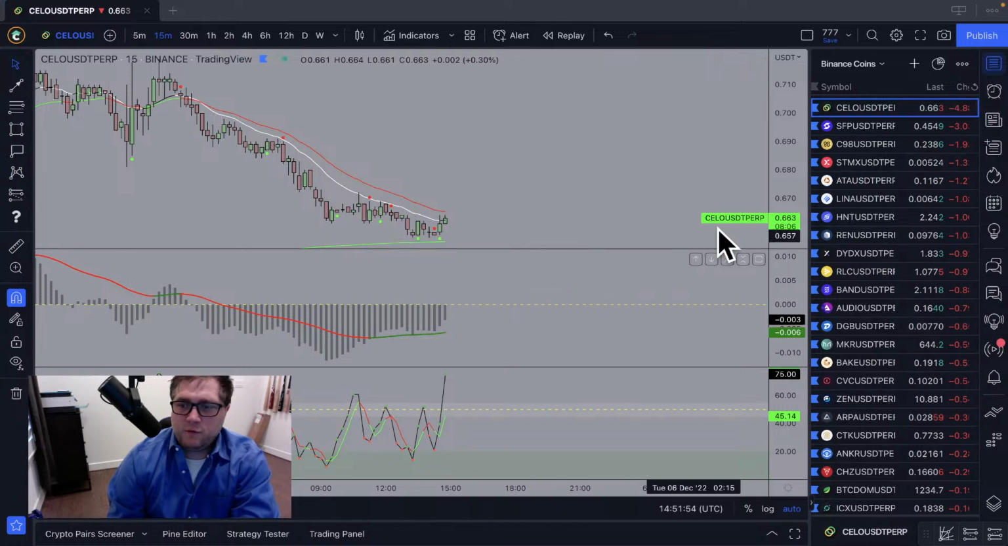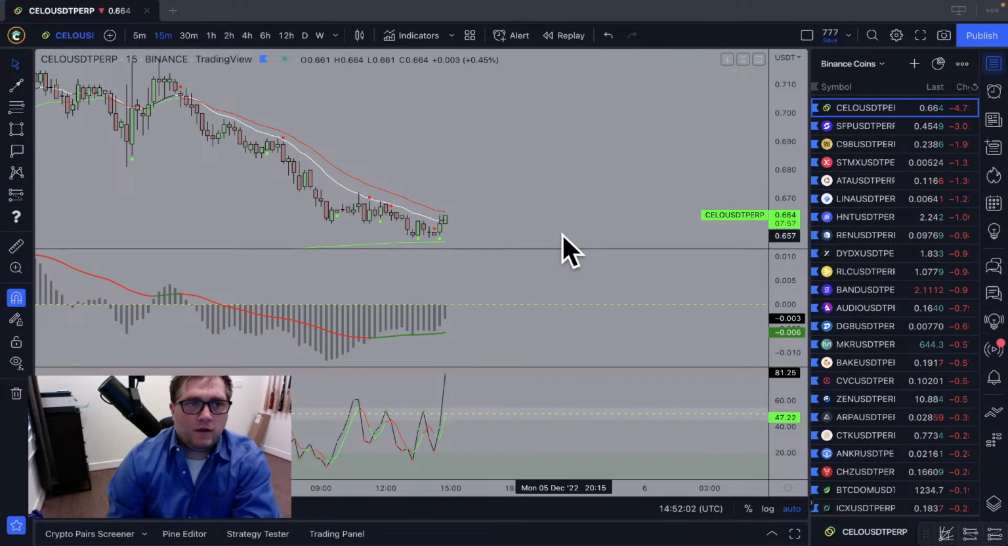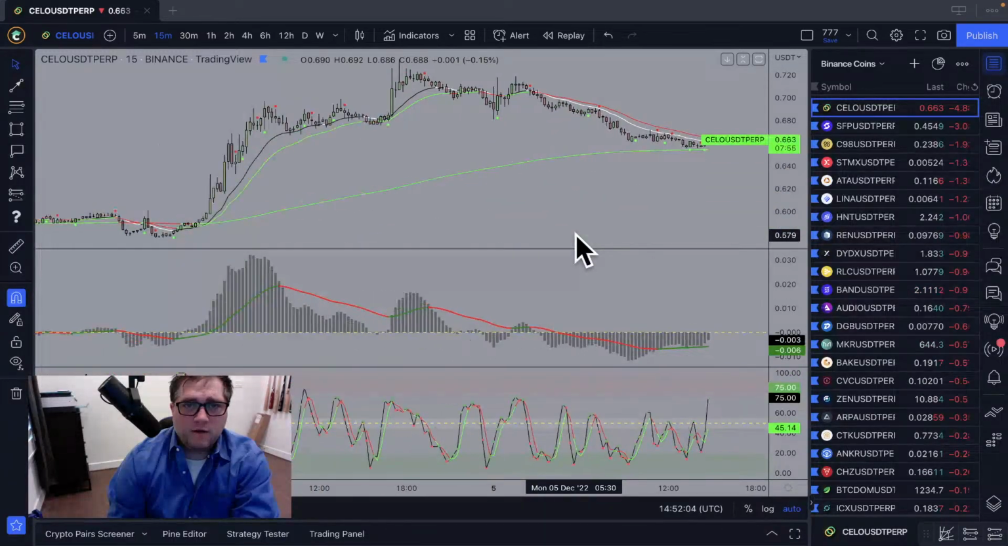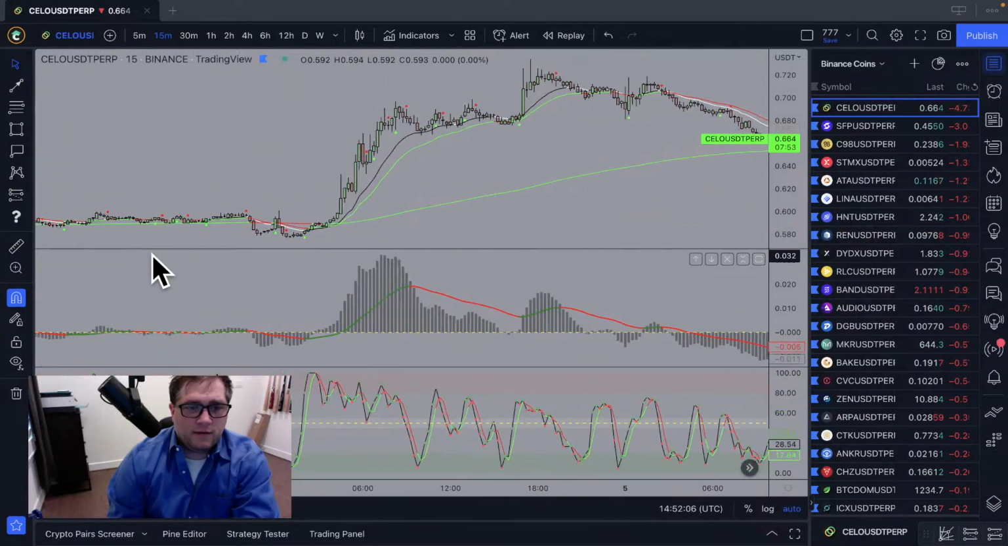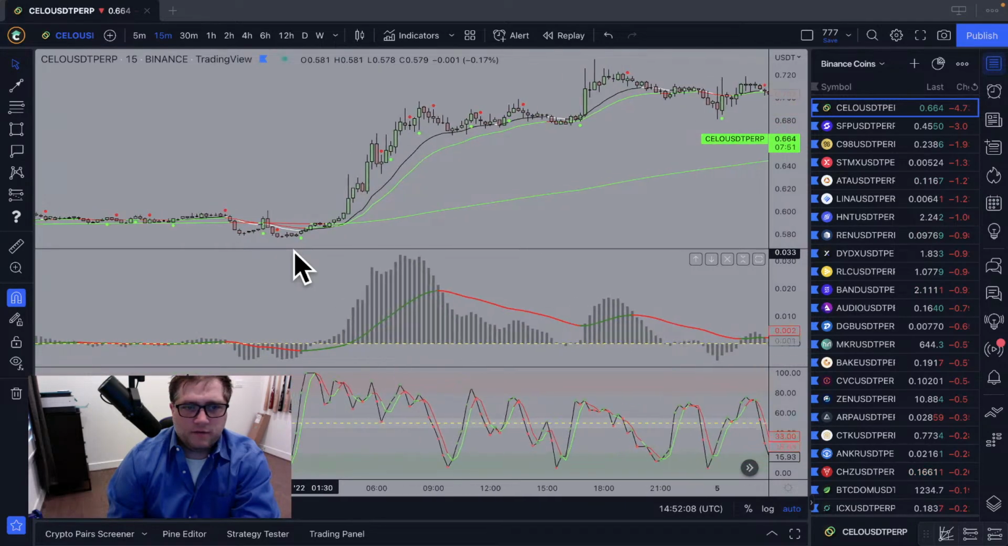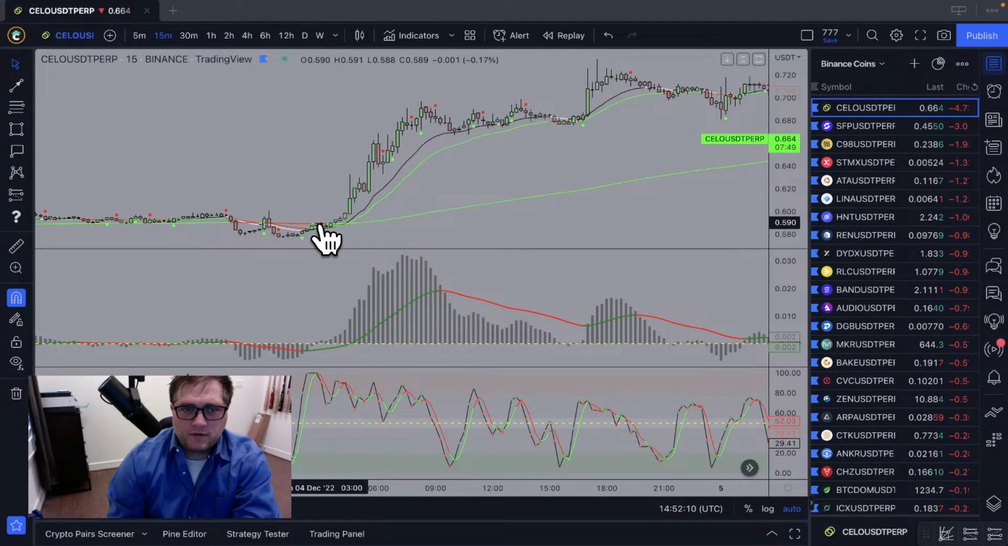We fly through these coins because we know what we're looking for. If you know what you're looking for, then you don't have to sit there and analyze these coins forever and ever. For example, here, only trade the breakouts. That's all you need to do. Here's another one. Here's a low, here's a higher low.